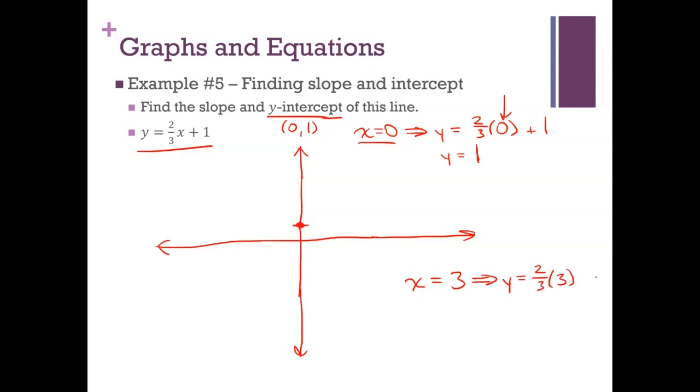y equals 2/3 times 3 plus 1. What is 2/3 of 3? 6 over 3 plus 1. 2 plus 1, 3. So here's the second point I found: (3, 3). So if I graph that, 1, 2, 3. So there's a second point at (3, 3). That's a good graph. So now I can make the full graph.